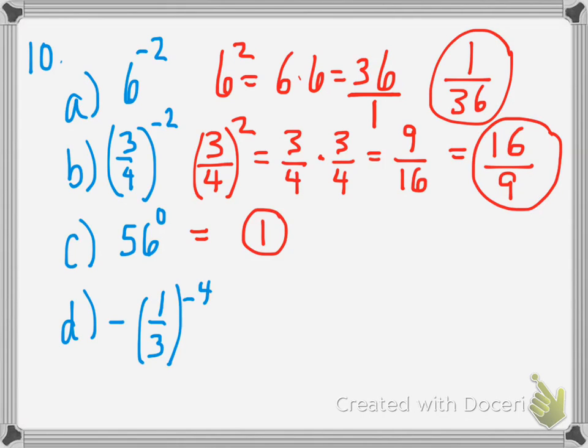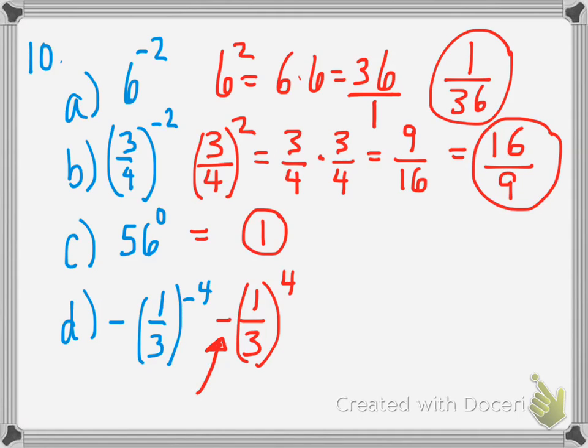Lastly, part D. Again, we have a negative exponent. Ignore it. Rewrite this as if it were to the positive 4th power. So what does this negative on the outside actually mean? You guys remember I told you if there's a negative on the outside, you can ignore it and tack on the negative to your answer. So right now I'm going to ignore it.